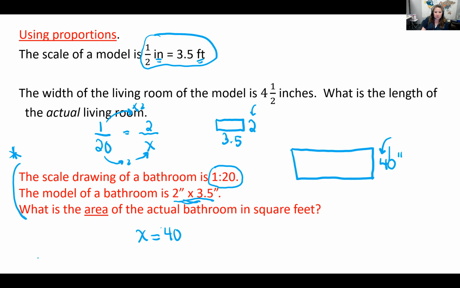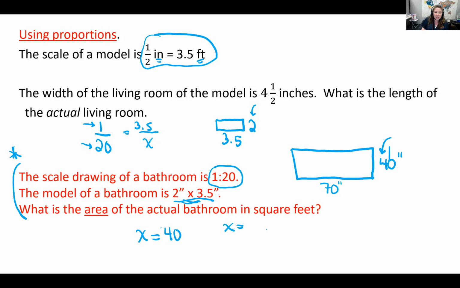So now we're going to use the 3.5. So let me erase this part. We're still using the top number for our 3.5 because it's our scale drawing over actual. So our scale drawing is 3.5, and we don't know what x is. So we can cross multiply. 1 times x is 1x, and 20 times 3.5 is 70, all right? And like I said, it's 70 inches and 40 inches.